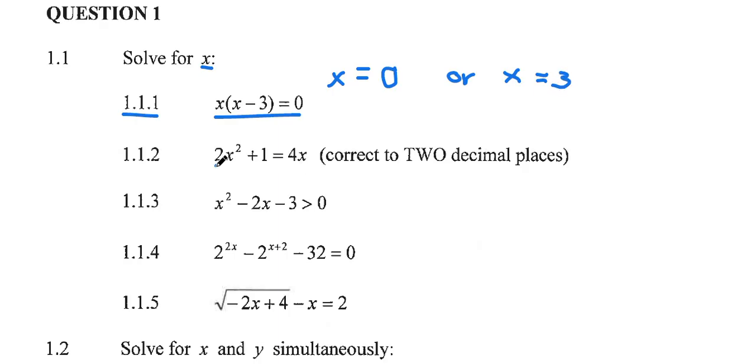Next we have also a quadratic equation, but we need to first make it in standard form and then use our quadratic formula. So let's make it in standard form: 2x squared, I'm going to bring the 4x over, becomes minus 4x, and then we have plus 1 equals 0. So this is our standard form. Our a value is 2, our b value is minus 4, and our c value is 1.